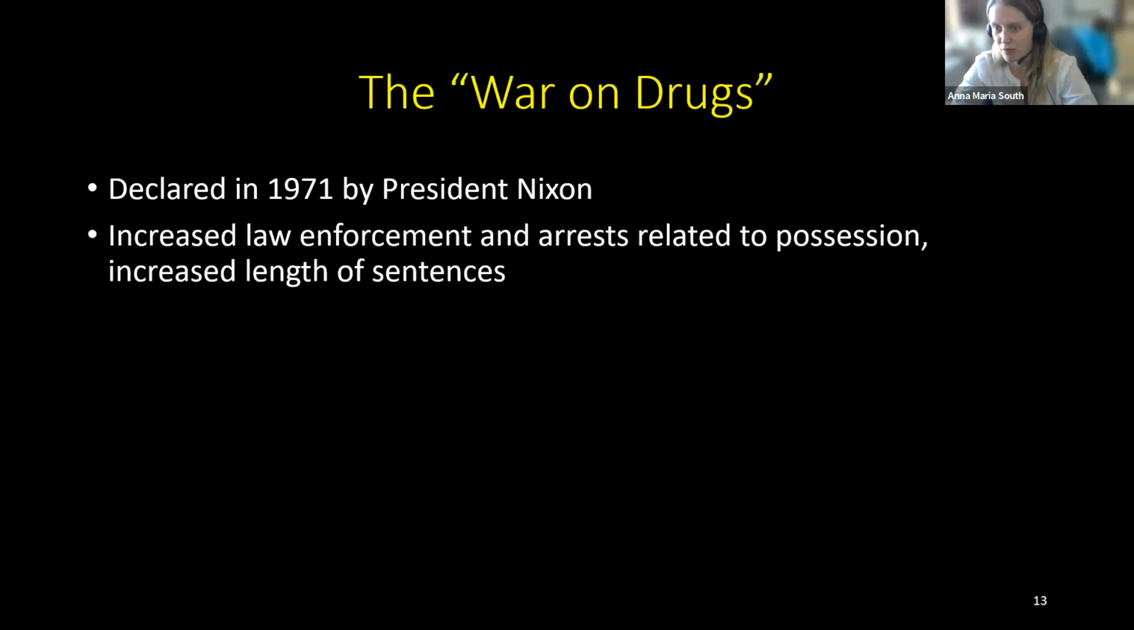And I just also want to point out there's the war on drugs that happened in 1971 by President Nixon. So that basically was a direct result of the Harrison Narcotics Act, and it led to increased law enforcement, arrests related to possessions, and then increased length of sentences.